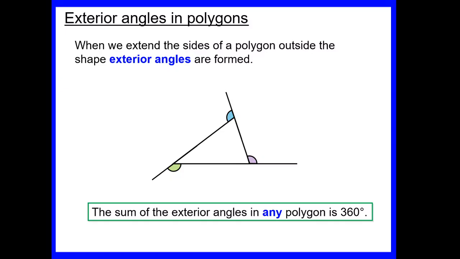Again, things in the green box are worth making a note of. Whereas the interior angles of polygons are different for every single polygon, the sum of the exterior angles for all polygons, no matter how many sides they have, is 360 degrees. So that's going to be quite useful.